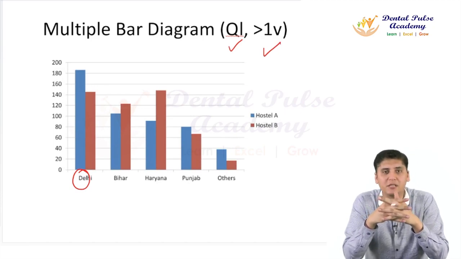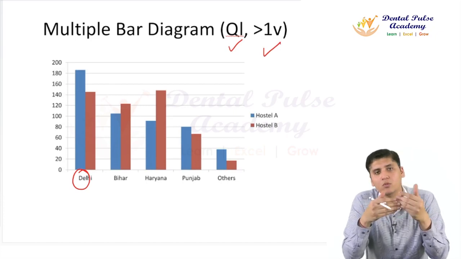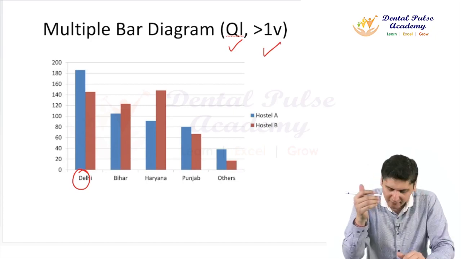But there is a catch in this. A multiple bar diagram is not usually recommended to show more than 3 variables. Otherwise, the diagram will get very clumsy.